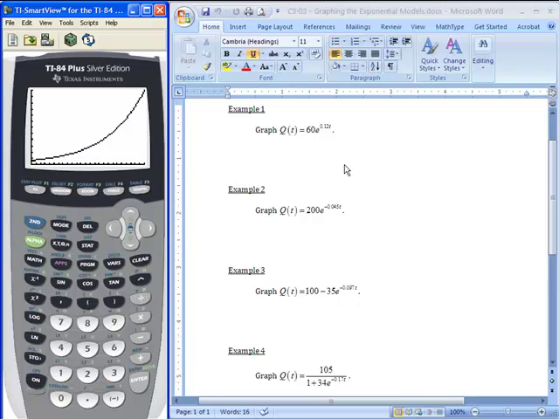So lots of different options become available to us and are pretty easy to do once we have the function in the calculator. All right, let's take a look at example 2, and here we have an exponential decay model.